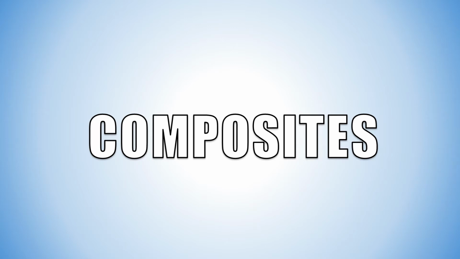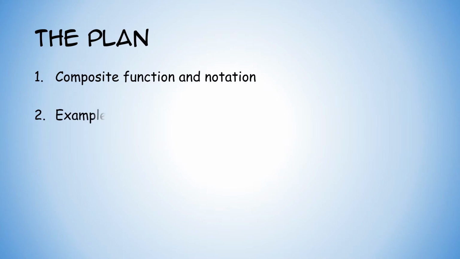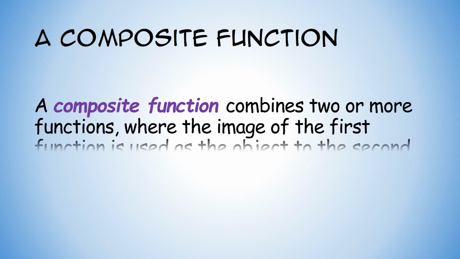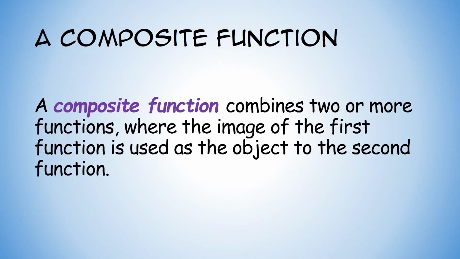It's time for the last part of Chapter 1. It's really easy, so this shouldn't take long at all. A composite function is a function that combines two or more functions, where the image of the first function is used as the object to the second.